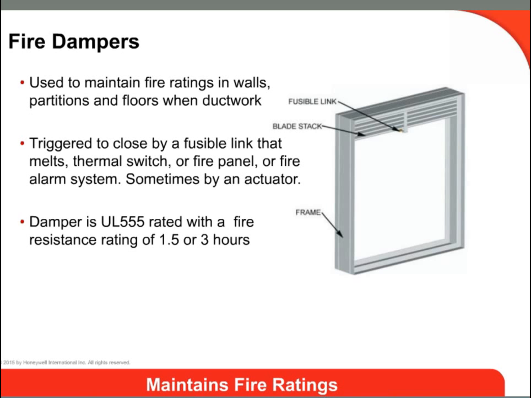Fire dampers are used to maintain building codes and fire resistance ratings when ductwork penetrates walls, partitions, and floors. In the event of a fire, a fusible link melts at a temperature high enough to indicate fire. Often these will melt at 165 degrees Fahrenheit, and when they do, the damper will close. Fire dampers are designed to prevent the passage of flame from one side of a fire-rated partition to another.